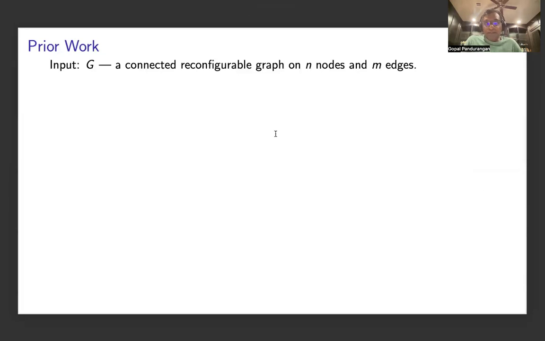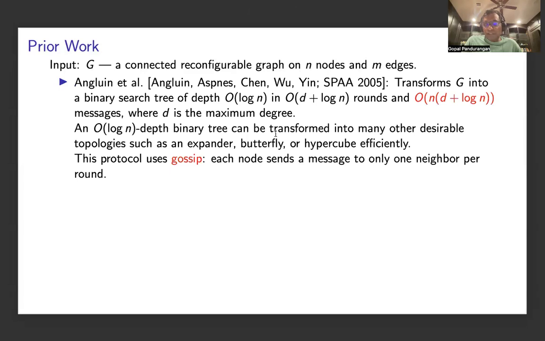So let's look at prior work. We are assuming a connected reconfigurable graph on n nodes and m edges. This is the initial graph. One of the earliest works to deal with this problem is by Angluin, Aspnes, Chen, and Wu in SPAA 2005. They show how to transform the graph into a binary search tree of depth O(log n) in O(D + log n) rounds and O(n(D + log n)) messages, where D is the maximum degree. Although they build a binary tree, this O(log n) depth binary tree can be easily transformed into other topologies such as expander, butterfly, or hypercube. This protocol, similar to our model, uses gossip-based communication.